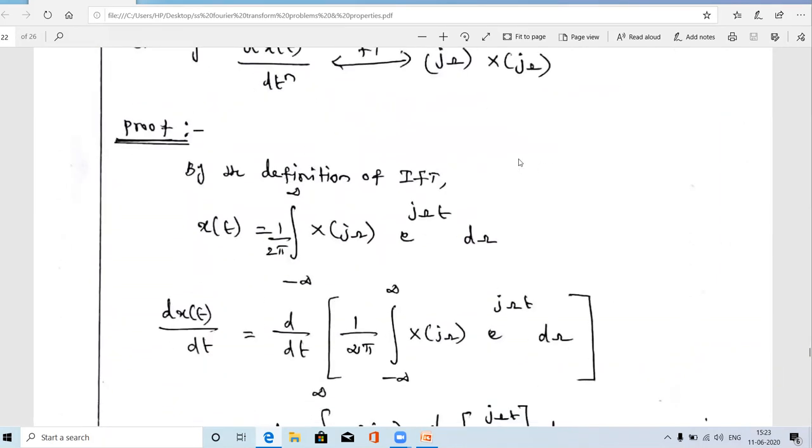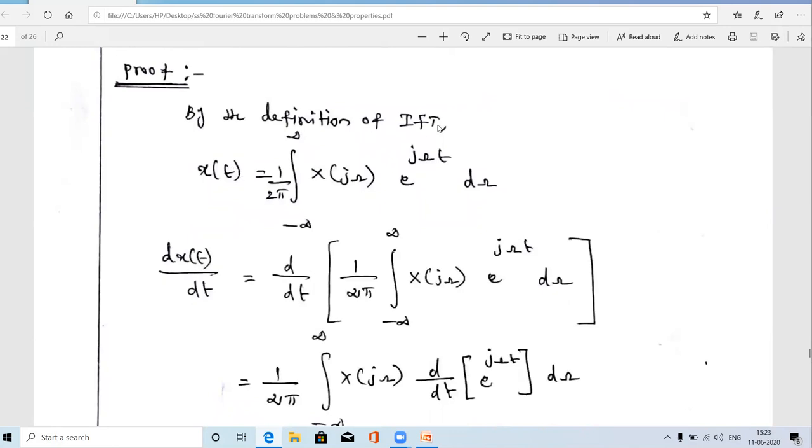In order to prove this differentiation property, first we take the inverse Fourier transform formula. The inverse Fourier transform is used to convert the frequency domain signal into the time domain signal. According to the formula, x of t equals 1 by 2 pi integration of X of j omega into e power j omega t d omega. This is the inverse Fourier transform formula with respect to the variable omega.